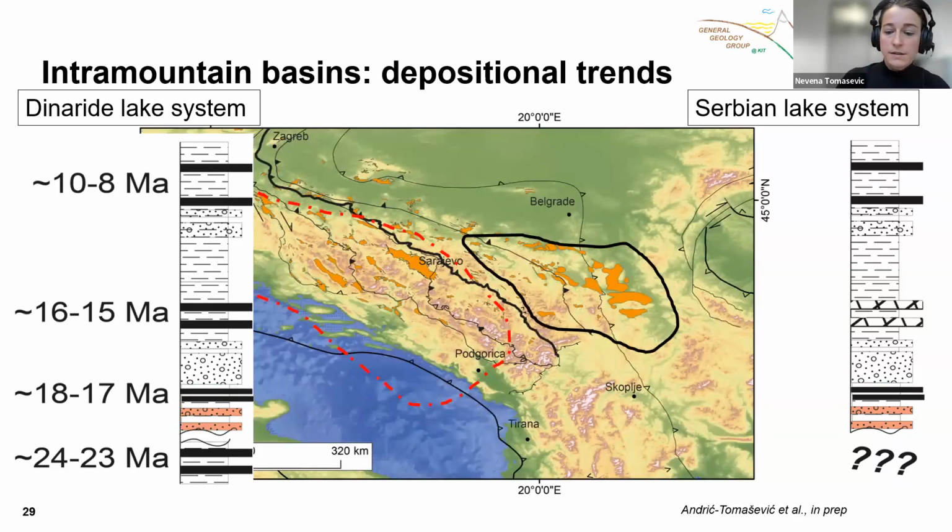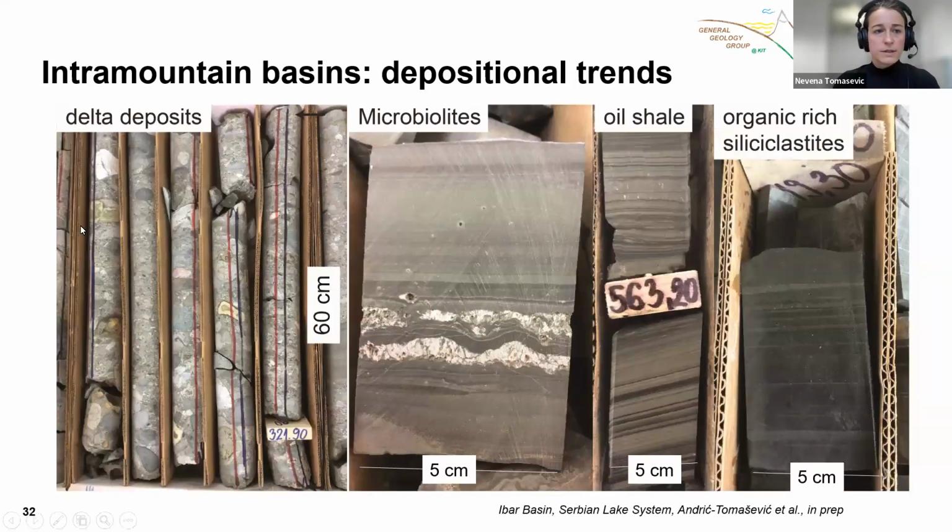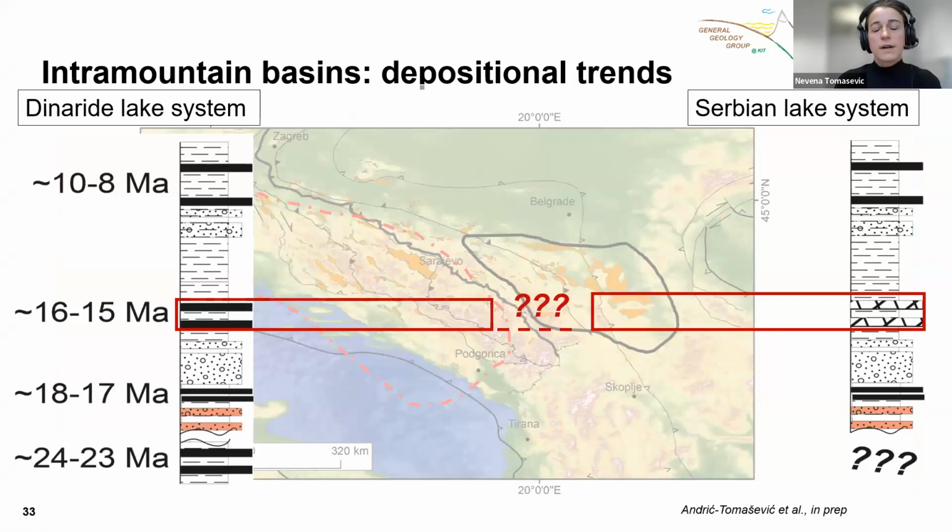And the entire system develops into, let's say, larger lake deposits, which is characterized by an increase of clastic inputs, but also we see now profundal lake facies as well. So we see different facies from fan delta deposits, microbialites, oil shales, organic-rich siliciclastics, and so on. However, it seems that this larger lake phase is actually not identical.